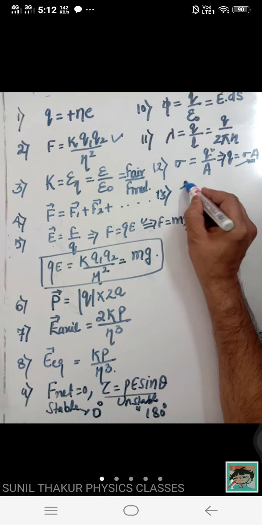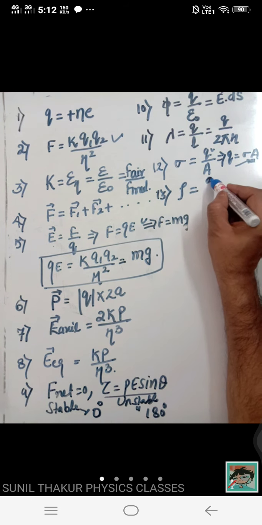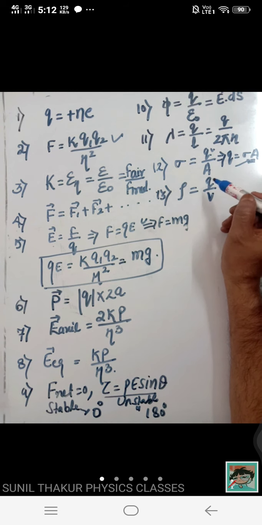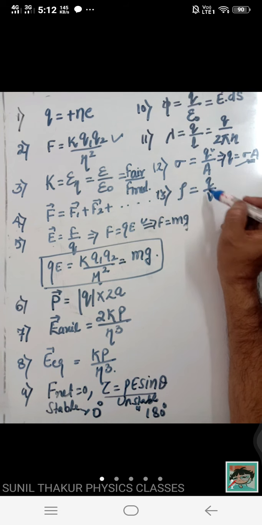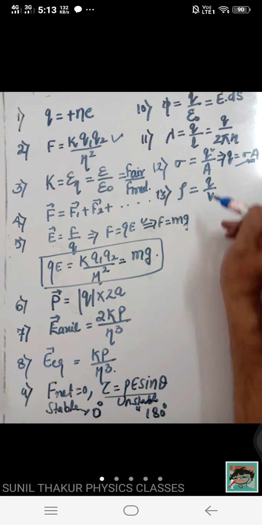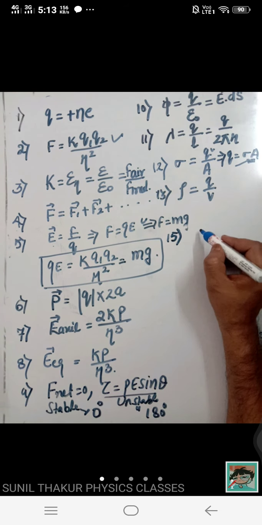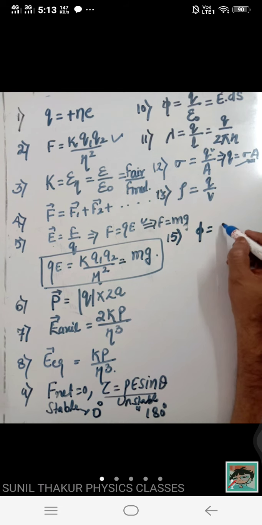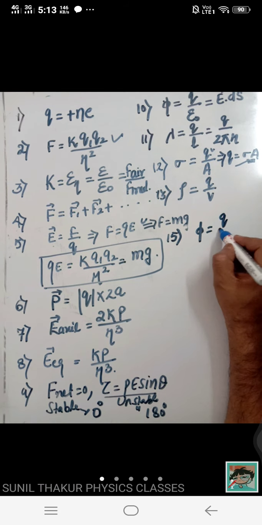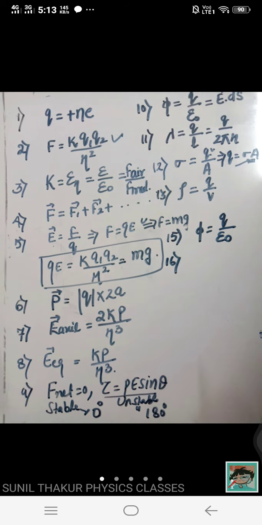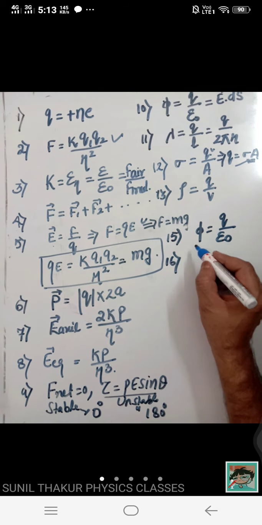Number 13, volume charge density rho equal to q by volume. If it is a solid sphere, then you can write volume is 4 by 3 pi r cube, and from here you can also write rho equal to dq by dv, small charge and small volume. By integration you can calculate this one. Next, Gauss law, already done, states that the flux through a closed surface equals the total charge enclosed upon epsilon naught.